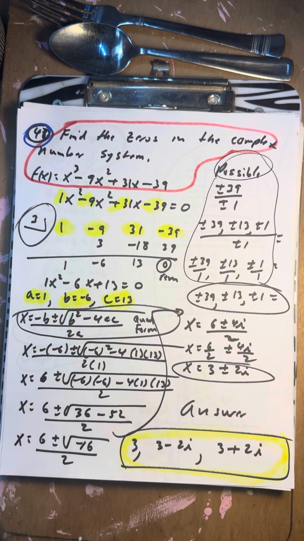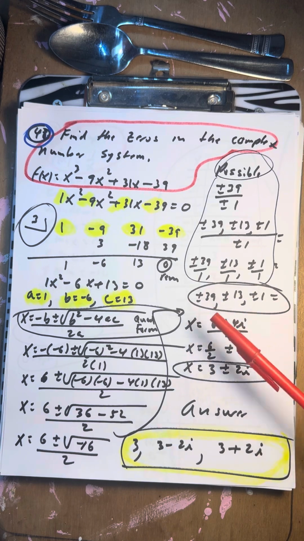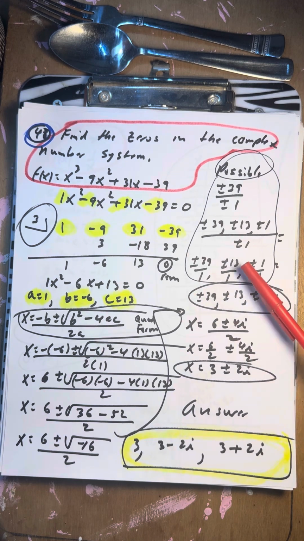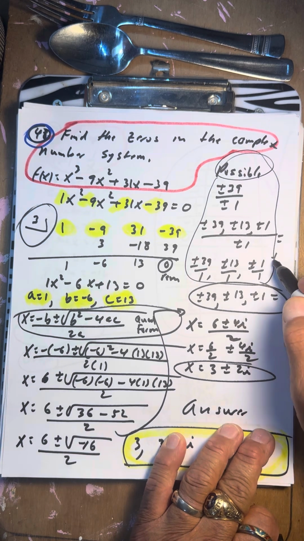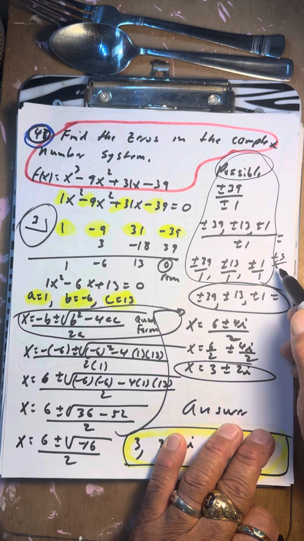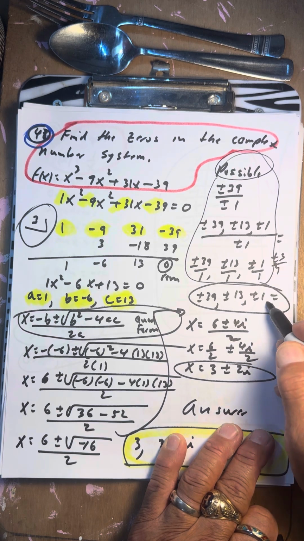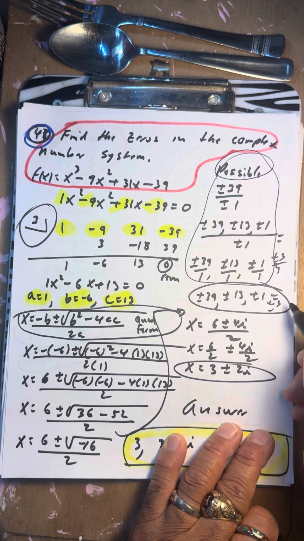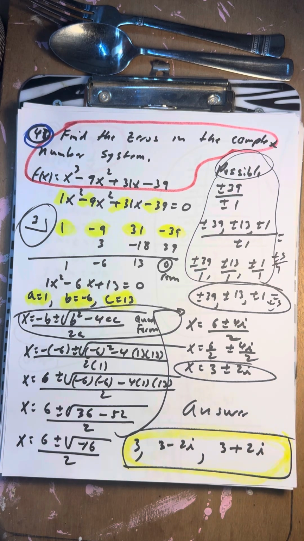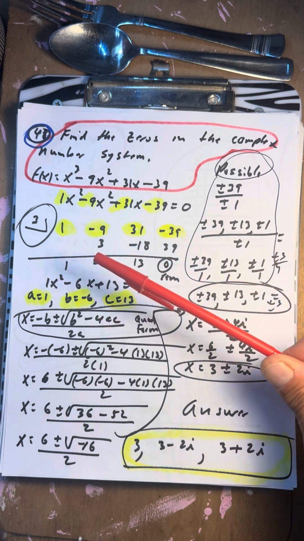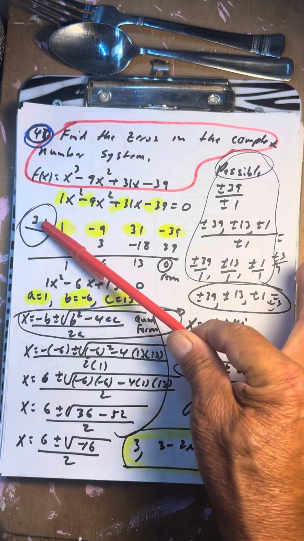Find the zeros in the complex number system again. Look at all the positive numbers: 13, 39, 13, 1. I just saw another one that I didn't stick in there: plus or minus 3 goes in there too, over 1. I was missing the 3, so 3 is in there. Synthetic division, put it down here. That's going to be 3.